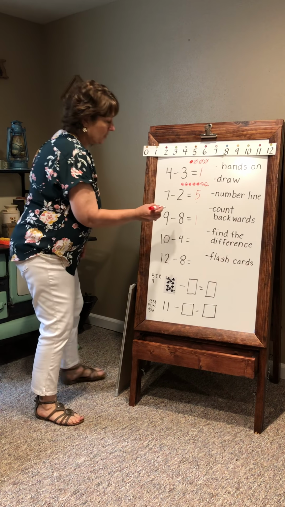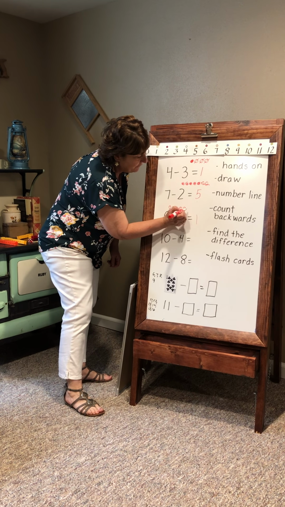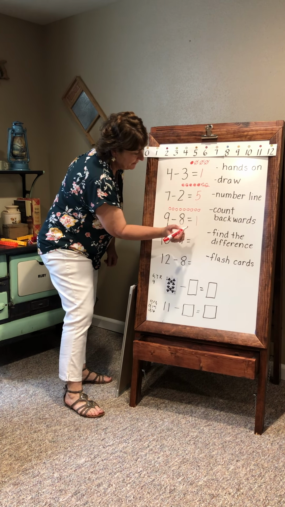If you prefer to draw, 1, 2, 3, 4, 5, 6, 7, 8, 9. Cross out 8. 1, 2, 3, 4, 5, 6, 7, 8. It leaves you with a difference of 1.